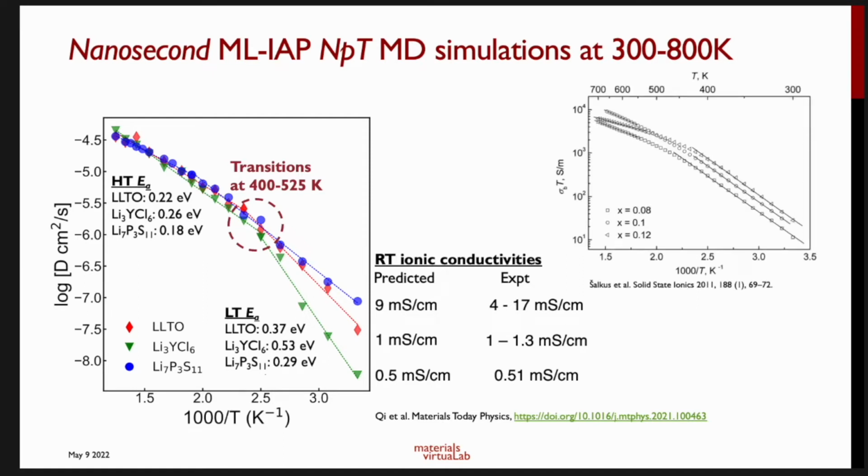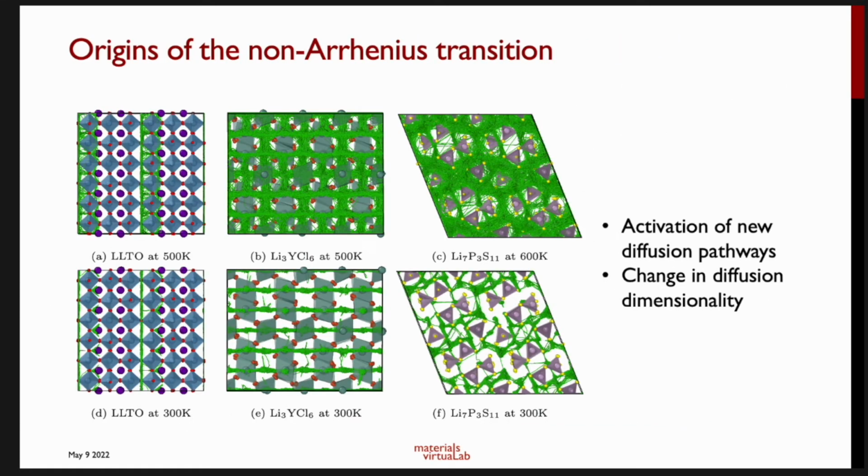And again, this is something that is somewhat not new, okay? Experimentalists have been measuring these kinds of kinks in Arrhenius plots all the time. So this is actually the LLTO material. This was work done by Salkers back in 2011 in Solid State Ionics. And you see exactly the same kink behavior between the high temperature regime and the low temperature regime, right? And we actually found that this kink consistently happens at around 400 to 525 Kelvin, right?